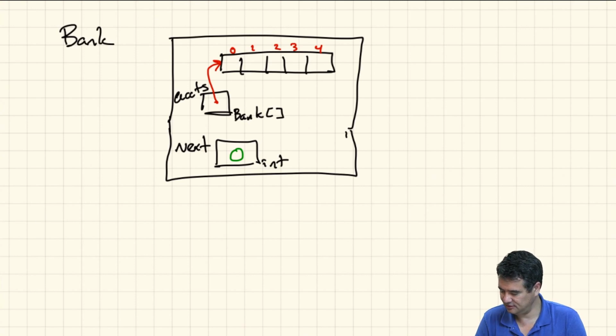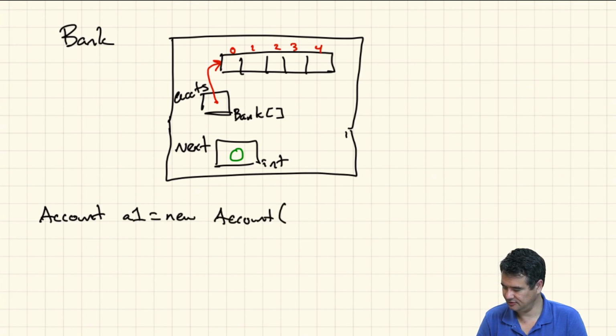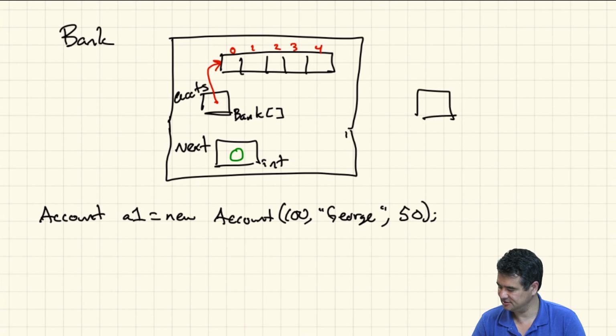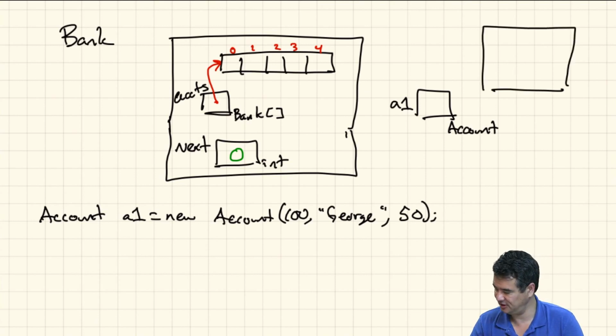And then I say account A1 equals new account 100 George 50. And so what happens there is I end up with a box called A1, there's a type account, and then an object of type account that has 3 fields.